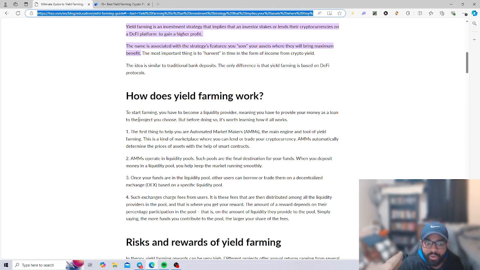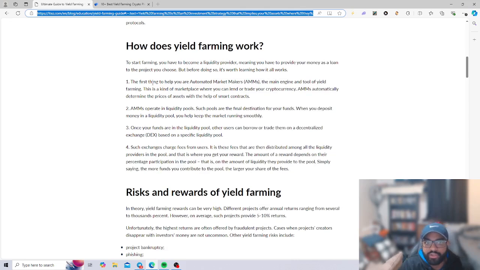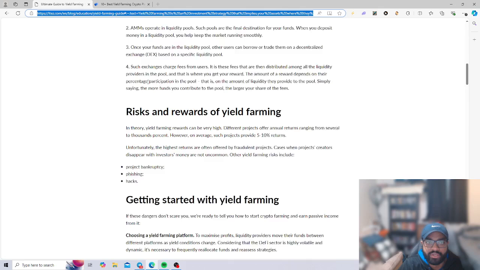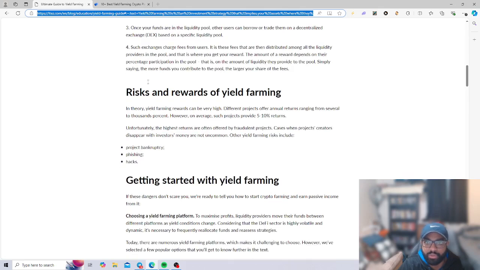But how does yield farming work? For farming, you have to become a liquidity provider, meaning you have to provide your money as a loan to the project you choose. But before doing so, it's worth learning how it all works. So let's just go through this real quick. The first thing to help you is automated market makers, the main engine of yield farming. This is kind of a marketplace where you can lend and trade your cryptocurrency. They operate in liquidity pools, such as pools of financial destinations for your funds. When you deposit money in a liquidity pool, you keep the market running smoothly. Once your funds are in the liquidity pool, other users can borrow or trade on the decentralized exchange. Such an exchange charges fees from users.